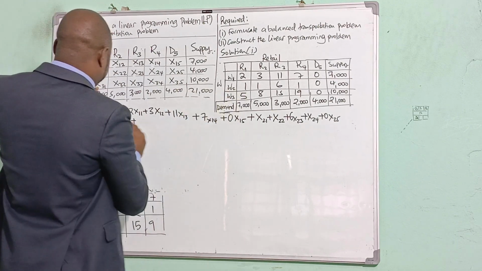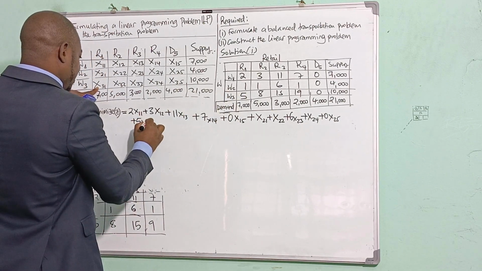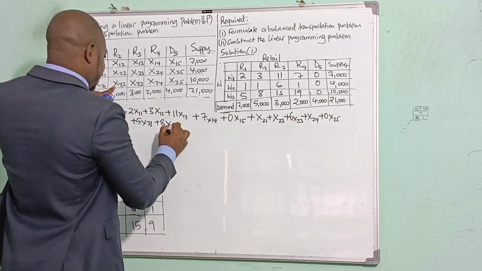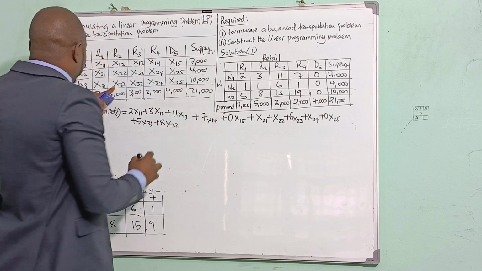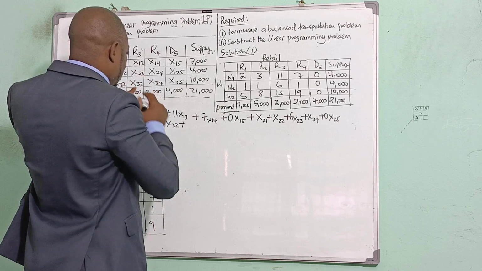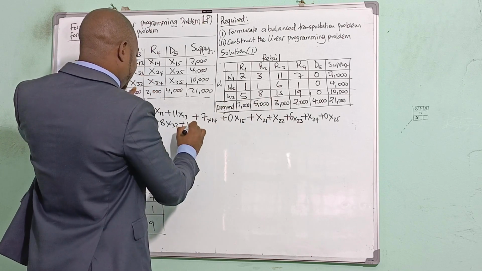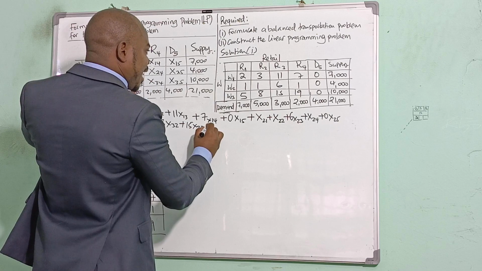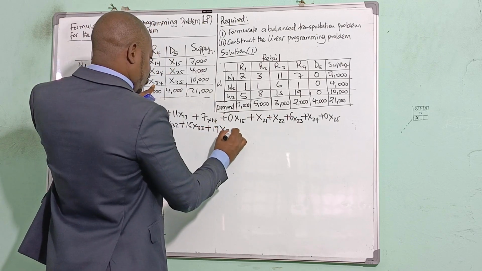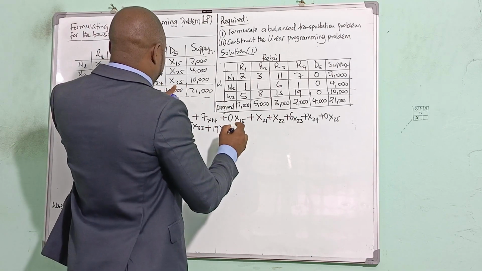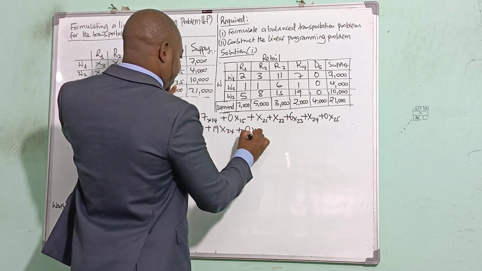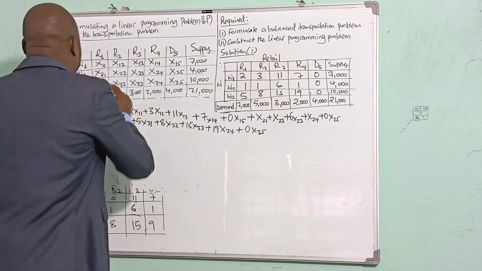Then I come here. This is 5x31 plus 8x32 plus, for 3, that's 15x33 plus 19x34 plus, okay, plus 0x35. I'm done. I've done everything.